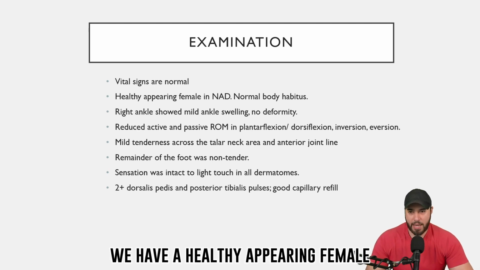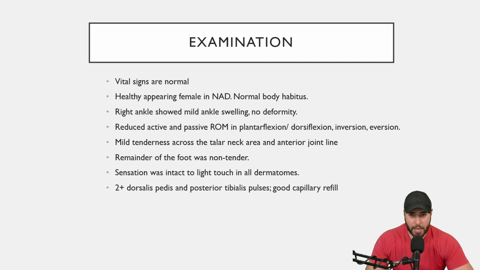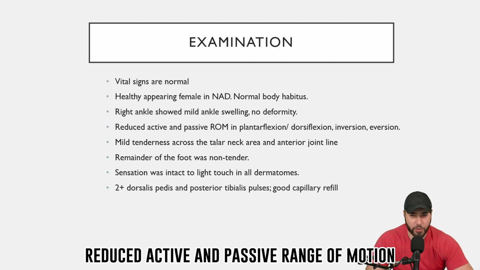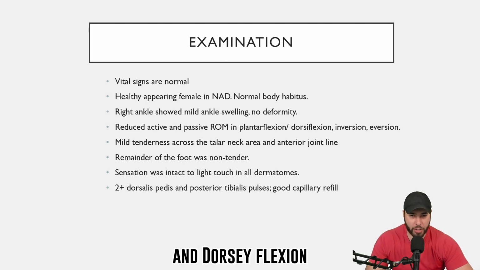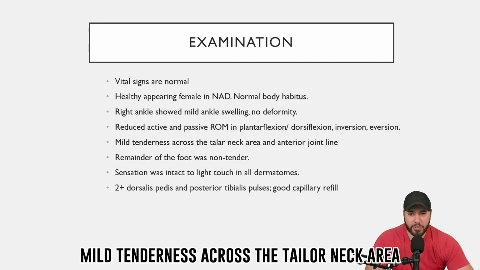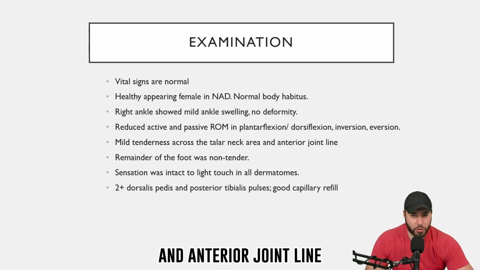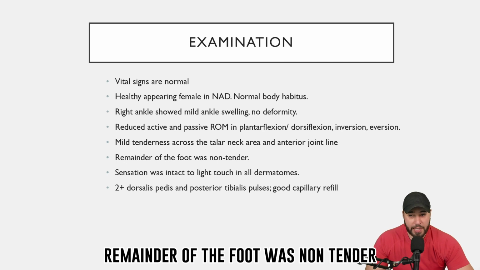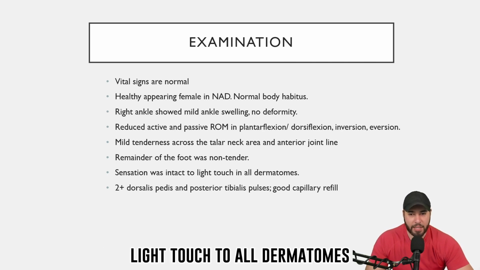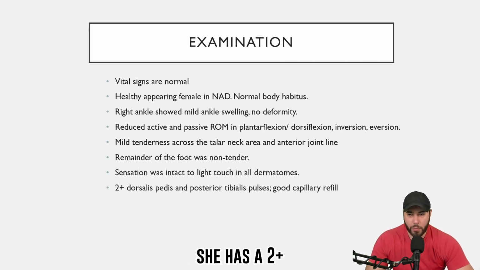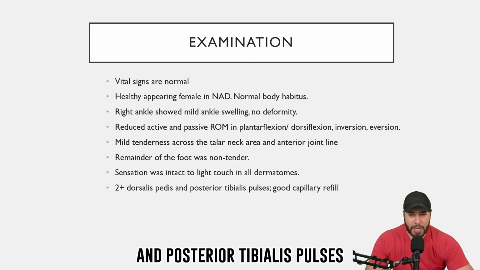So right here we have a healthy appearing female, normal body habitus, right ankle showed mild ankle swelling, no deformity, reduced active and passive range of motion in plantar flexion and dorsiflexion, inversion, and eversion, so she really can't move it too much. Mild tenderness across the talar neck area and anterior joint line. Remainder of the foot was non-tender, sensation was intact to light touch to all dermatomes. She has a 2+ dorsalis pedis and posterior tibialis pulses.